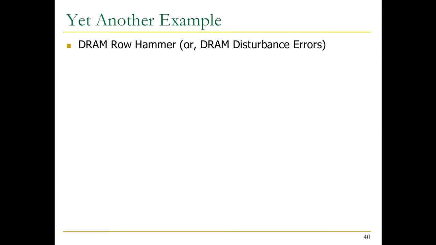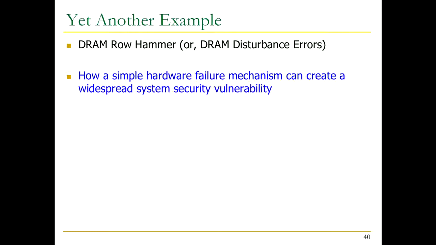Has anybody heard of DRAM Rowhammer? Only one of you? Oh, it's not that famous yet. Maybe somebody's hammering your computer now, so be careful. Okay, I'll cover this because I think this is really fascinating and fun. Potentially even more fascinating than what we've discussed so far. But basically, this is an example of how a simple hardware failure mechanism can create a widespread system security vulnerability. A single bit flip that happens in your memory affects everything else in system security.